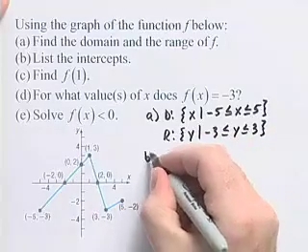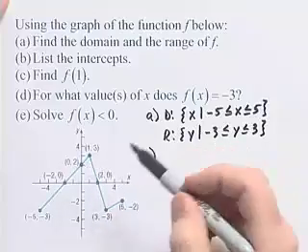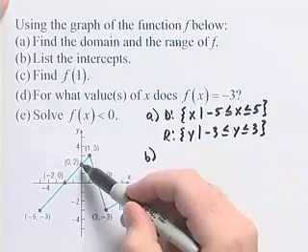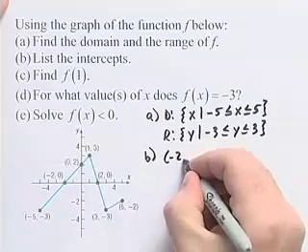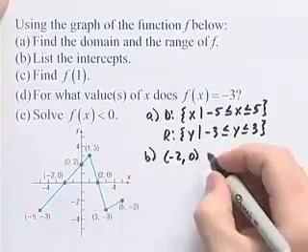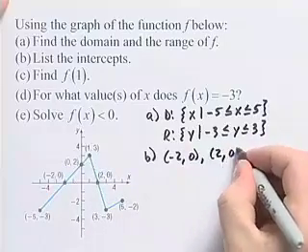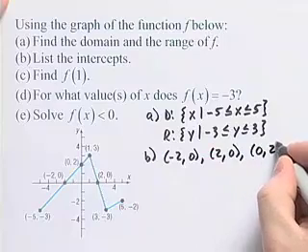For part B, we want to list the intercepts. The intercepts are points where the graph crosses an axis. So we have 3. You see that it crosses the x-axis at 2 points, and we cross the y-axis at 1 point. So our intercepts are -2, 0. That's an x-intercept. The other x-intercept will be +2, 0. And then we have a y-intercept, 0, 2.